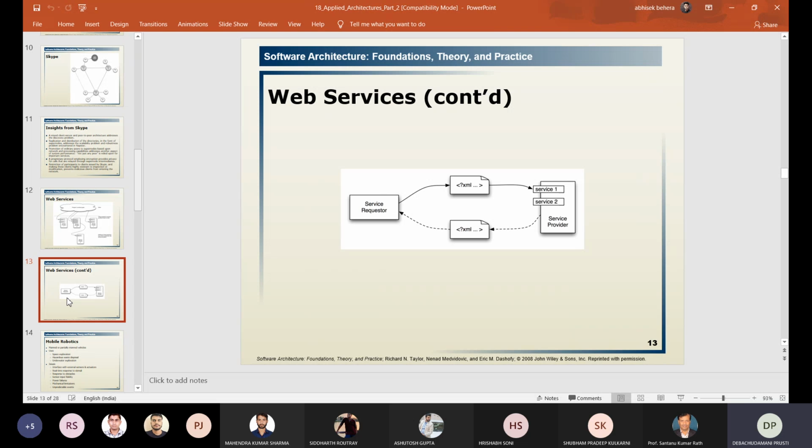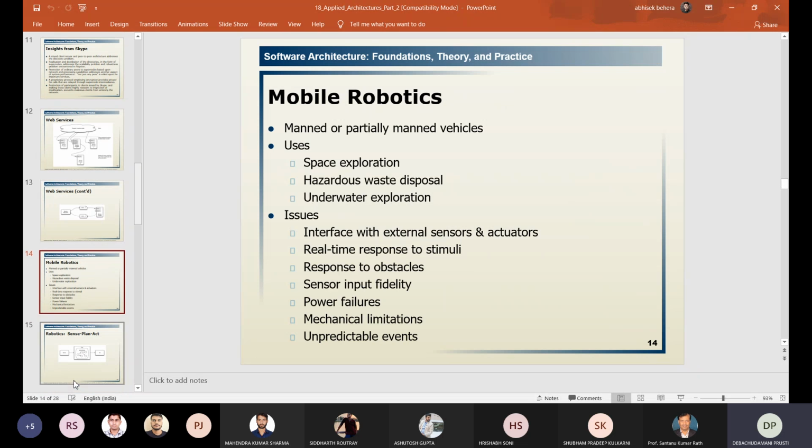Then here in the web services, we have a service request sending the request in some XML format. Our request is in the XML format, and we are getting the service provider. There are service 1, 2, and a number of services in the service providers, and it will respond to the service request with some service XML format.